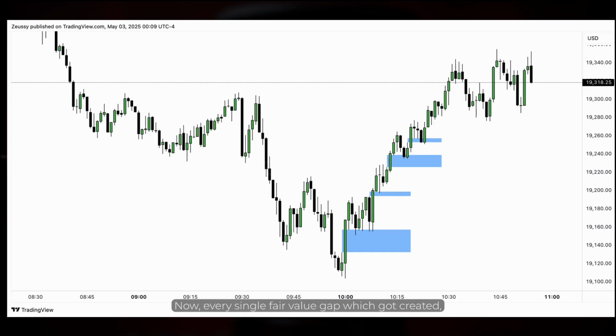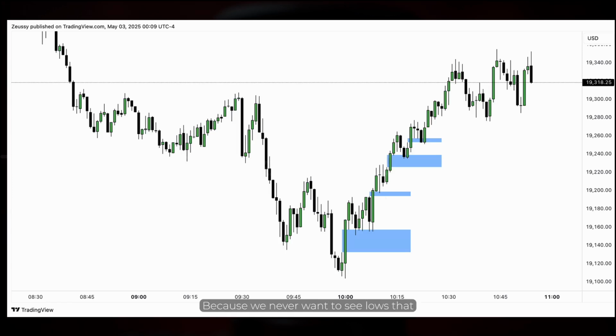Now, every single fair value gap which got created, every single entry had the same stop loss criteria. But if you would like to play it safe and you would like to basically give it a bit more room, whenever the market retraces into, for example, this fair value gap right here and you decide to take this entry, what you can do is say, okay, instead of taking it with a stop loss below this low right here, meaning the first candle's low which set up the creation of this imbalance, you can play it safer by giving it a bit more room and placing a stop loss below the low which formed inside of this imbalance.